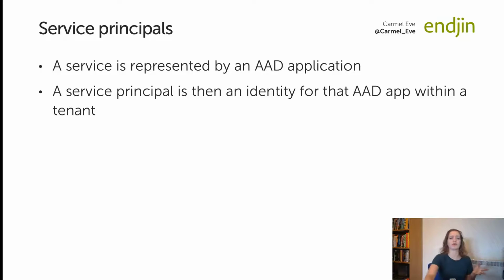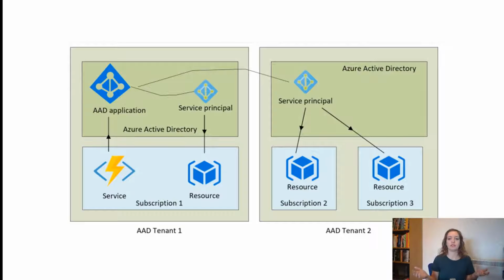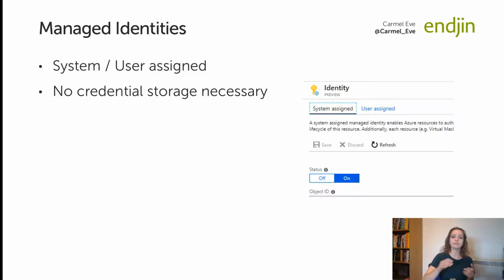This might be simpler if we look at a diagram. Here we have multiple AAD tenants. There is a service, like Azure Functions, which is represented by an AAD application within its own tenant. The AAD application then has an associated service principal within that tenant, which is that service's identity for accessing resources within the tenant. It might also have a service principal in a secondary tenant, which it would then use to access resources within that other tenant.